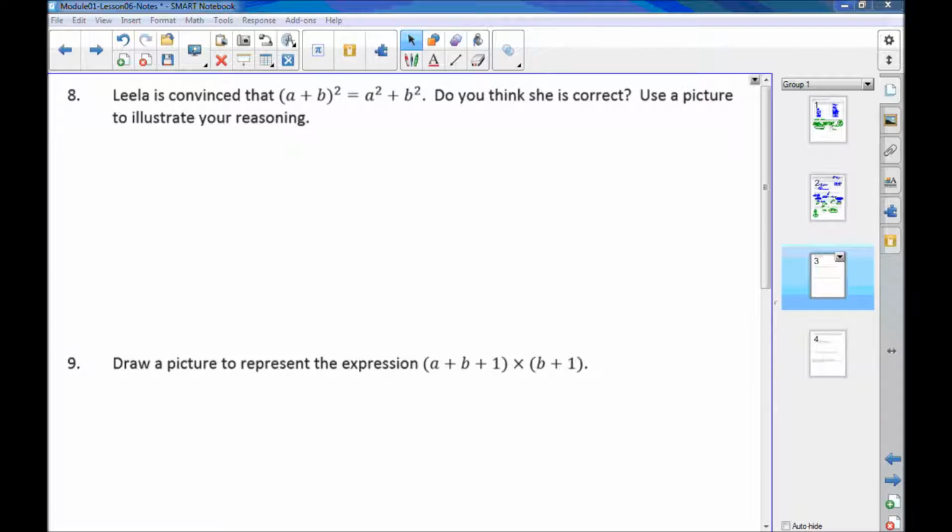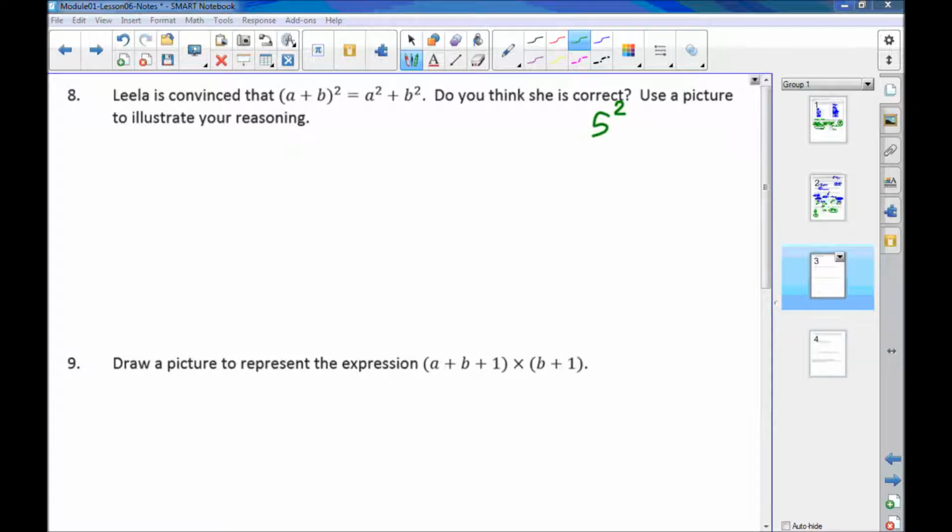Okay, so this is one of the most common errors in Algebra 1. Okay, so this actually doesn't make a squared plus b squared, and we're going to try to draw a picture to illustrate why her reasoning is incorrect. Okay, so let's just start with something squared.